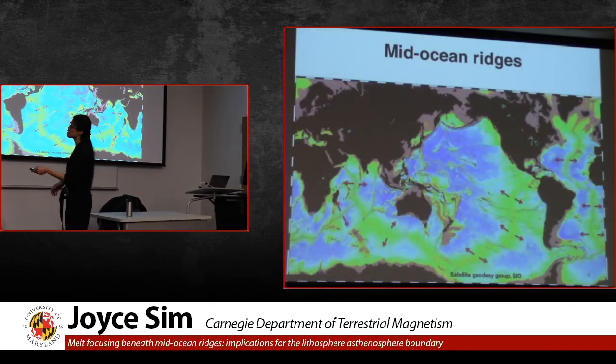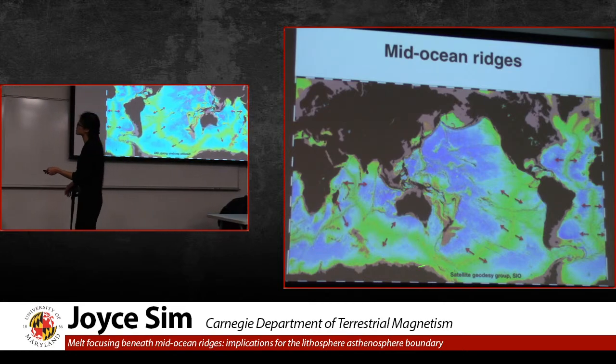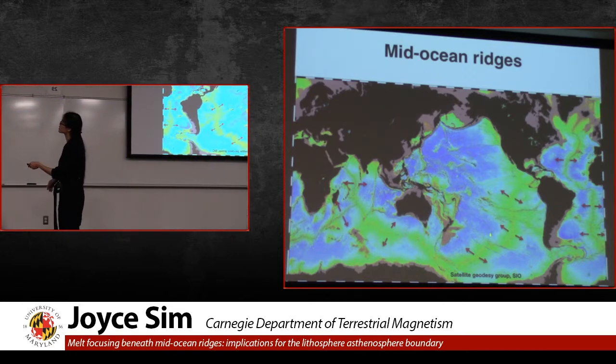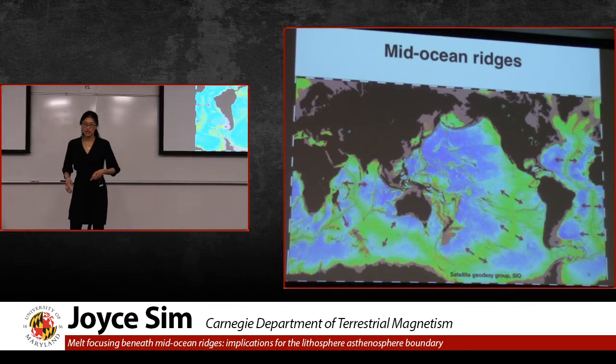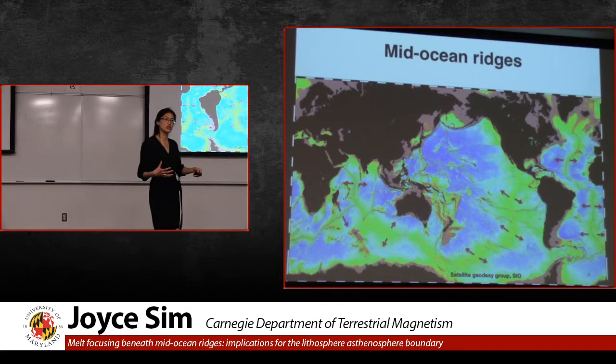So here you can see mid-ocean ridges are bathymetric highs on the ocean. You can see East Pacific Rise here. That's one of the fastest spreading. And then Mid-Atlantic Ridge here. And they are very prominent features on the ocean floor.